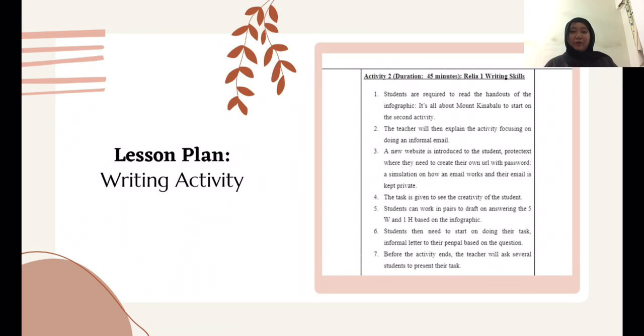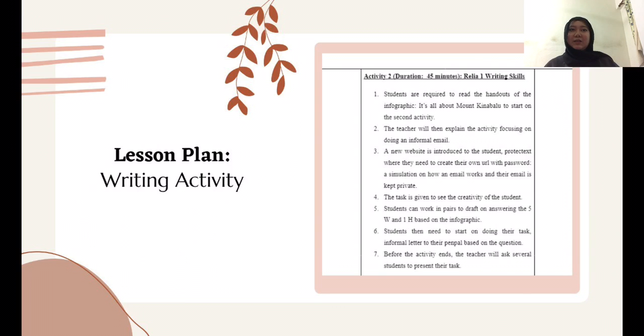Let's talk about our lesson plan for the writing skill. The first step is that students are required to read the infographic that was given before. After that, the teacher will explain an activity focusing on writing an informal email, because that is based on the KSSM, as I believe, from the English textbook Form 3.